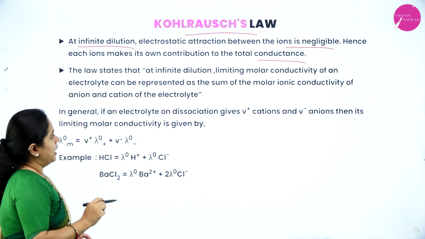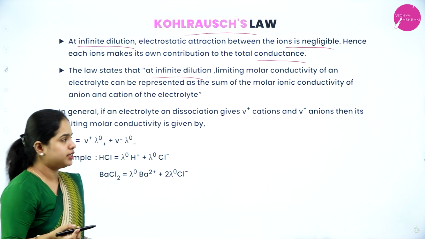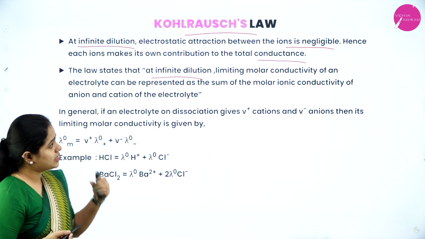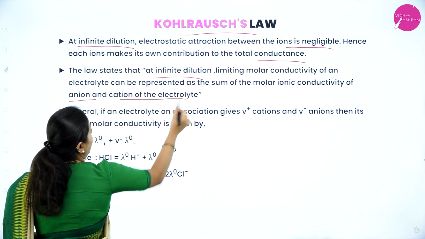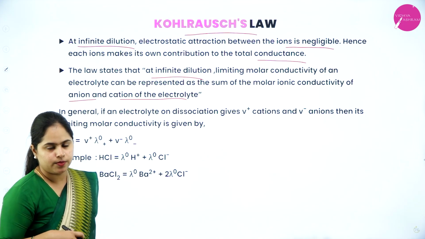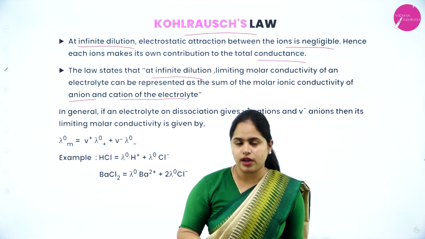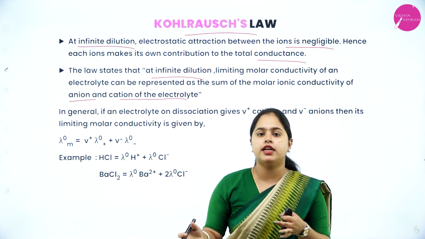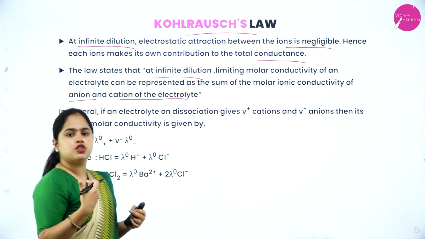So the law states that at infinite dilution, the limiting molar conductivity of an electrolyte can be expressed as the sum of the molar ionic conductivity of the anion and cation of the electrolyte. Okay, so at infinite dilution, the limiting molar conductivity can be expressed as the sum of the molar ionic conductivity of each of the ions present in it, right? So that is Kohlrausch's law.